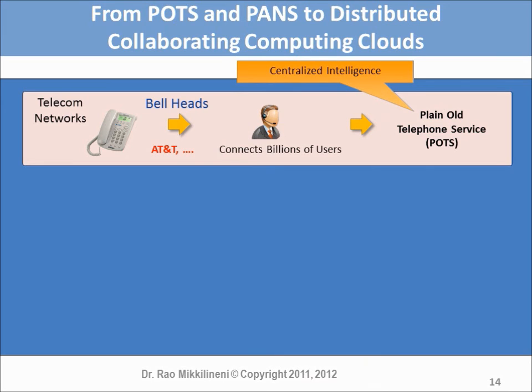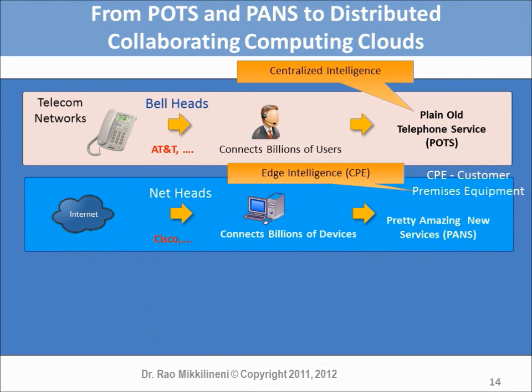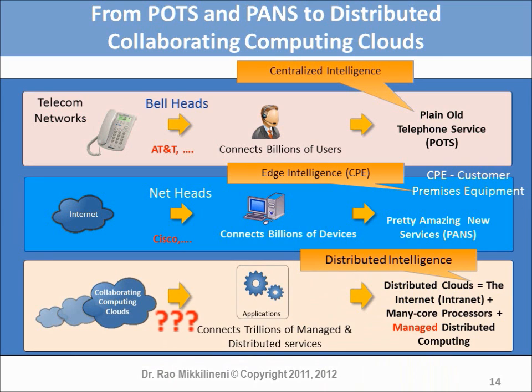This picture shows the evolution of POTS, PANs, and distributed computing. Obviously, the AT&T Bell Labs contribution to the first cloud, which was the voice cloud, was to connect billions of users using plain old telephone service, POTS. With the introduction of the internet, billions of devices were connected and provided a platform for pretty amazing new services, the PANs. Now we have a new opportunity with the distributed clouds where the server is a cloud and a federation of clouds will provide connecting services to trillions of managed and distributed services.